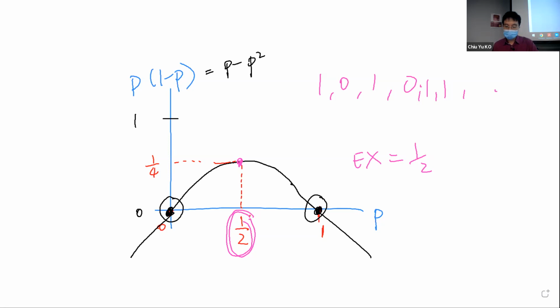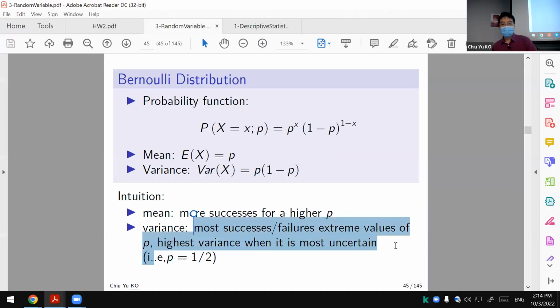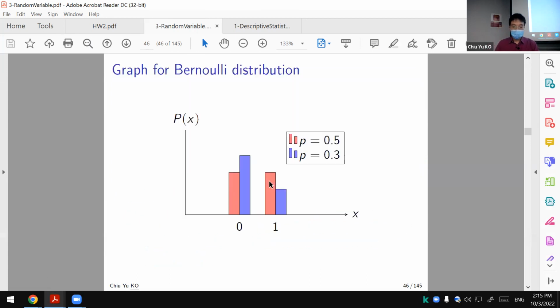When the value is extreme, the variance is small, and when it's in the middle, the variance is highest because it's the most uncertain. For the graph, if P is half, then it has the same height. If P is less than 1/2, it looks like this. And if P is more than 1/2, it looks like this. So that's what the graph looks like.